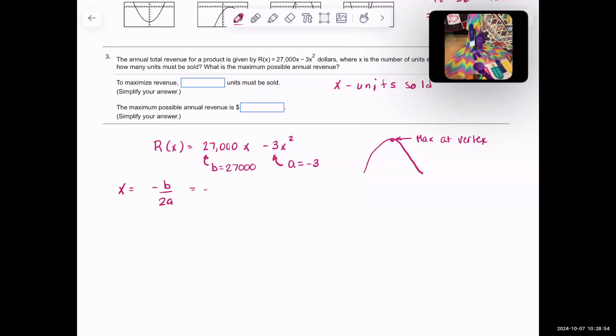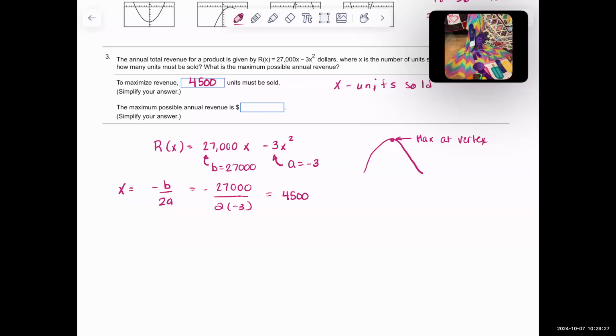So we have -27,000 over 2 times -3. And that is going to give you a positive result. Negative outside divided by negative, 2 negatives is going to make this positive. And I get 4,500 using my calculator. So if I sell 4,500 units, so that's the first field in this problem, then I'm going to maximize revenue.